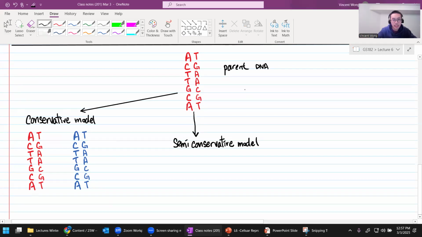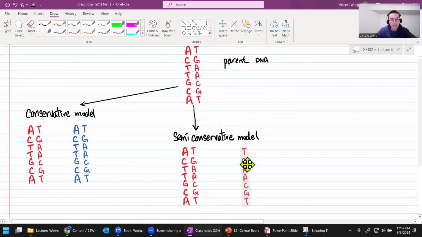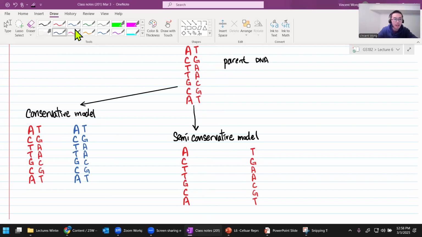Semi-conservative model. It goes something like this. Just watch first and then you can copy after. In the semi-conservative model, you take apart the original DNA because it's double-stranded, and using the original half, you use the base pairing rule to build the missing half using new nucleotides. Like this.